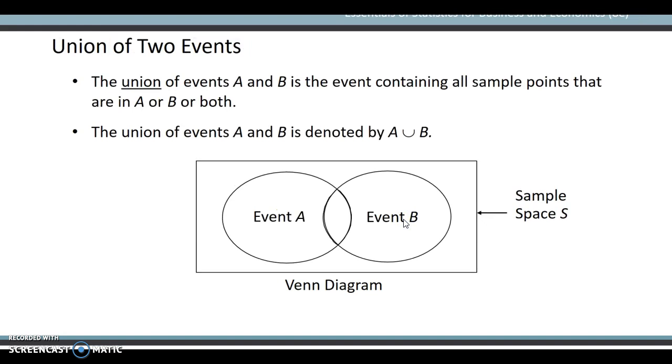Union of two events. The union of events A and B is the event containing all sample points that are in A or B or both. So everything inside of these two circles, even where they intersect, those are A union B. Something is either in A, in B, or in both. The sample space is this big box. Everything outside here would be not A union B, or the complement of A union B, and we call that a Venn diagram.